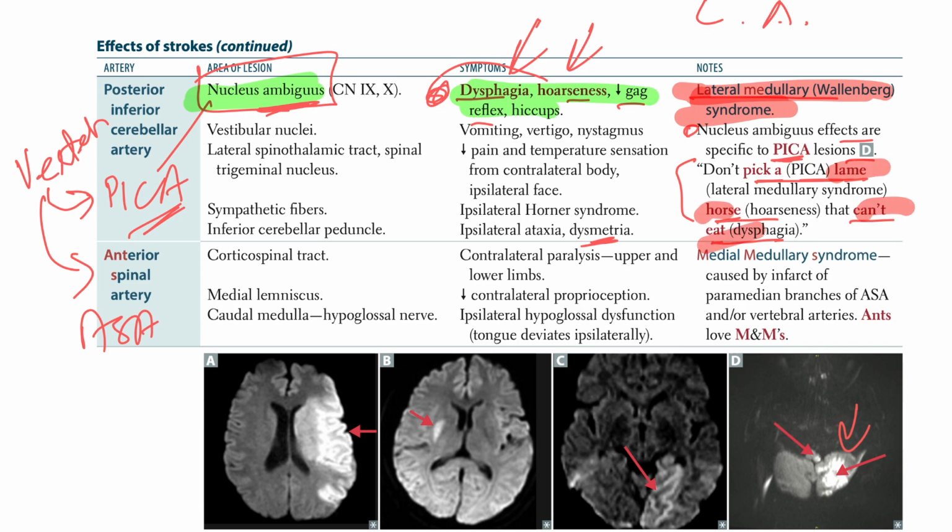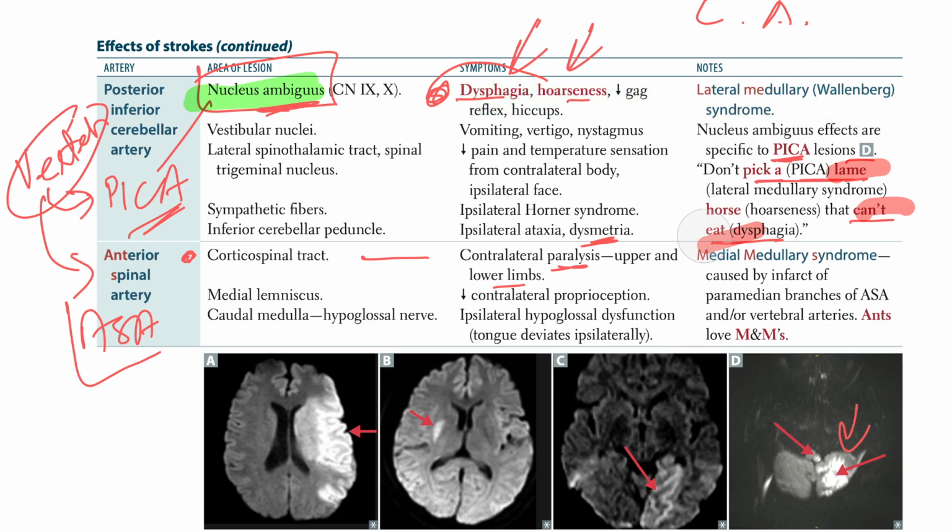Then you have the last one, which is ASA, the anterior spinal artery, which is a branch of, again, a vertebral artery. Here you have the corticospinal tract. The area of the lesion is going to be the corticospinal tract. If that happens, then you will have contralateral paralysis of the upper and lower limb. So here, again, let me just erase this part. You have a lateral medullary syndrome, and you have a medial medullary syndrome. The mnemonic here is ants love M&M.